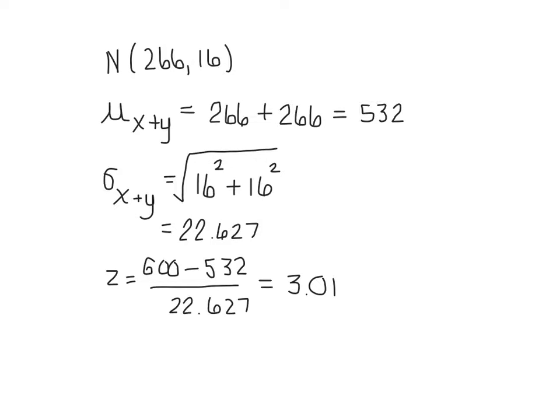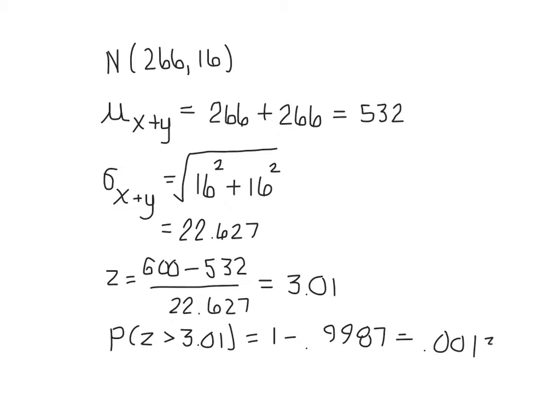And it is 0.9987, so the probability that z will be above 3.01, of course, would be 1 minus that 0.9987, which would be 0.0013. I hope that helps as well.